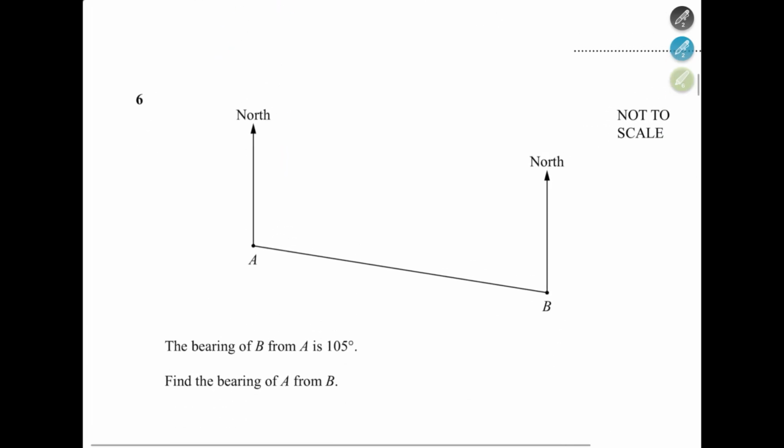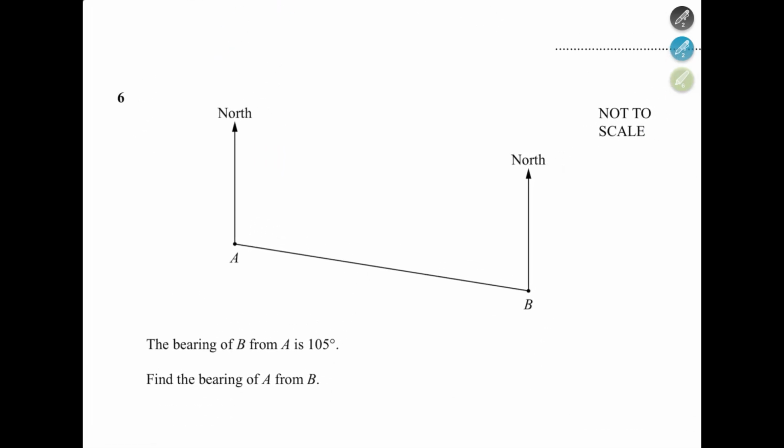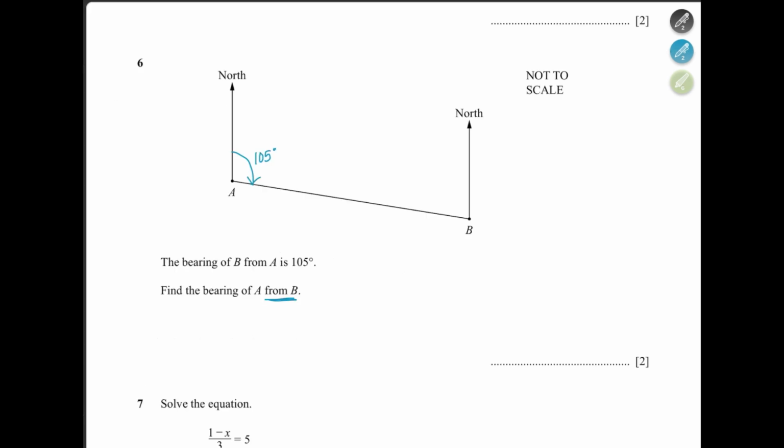Now we have a bearing. The bearing of B from A is 105. So if you're moving from A to B, this is 105. Remember, they told us from where, so this is from A, that's why this is 105. Now find the bearing of A from B. So that means when we're moving from B to A, what is the bearing?